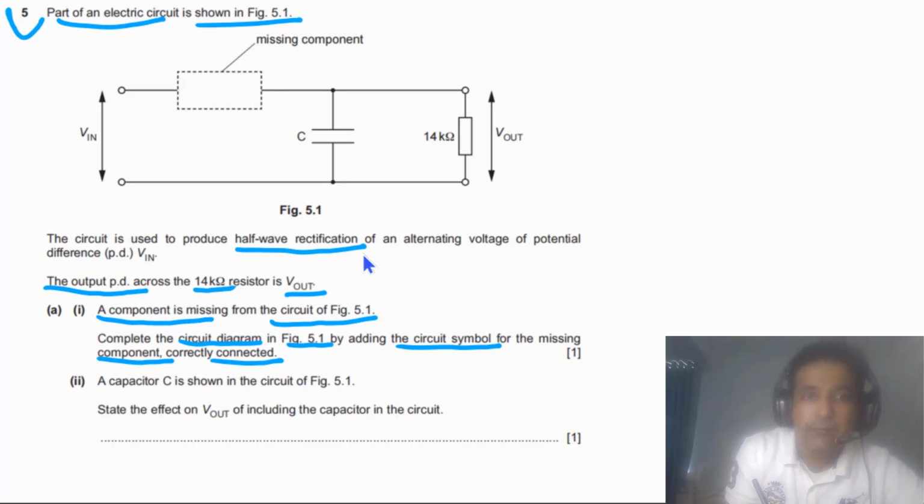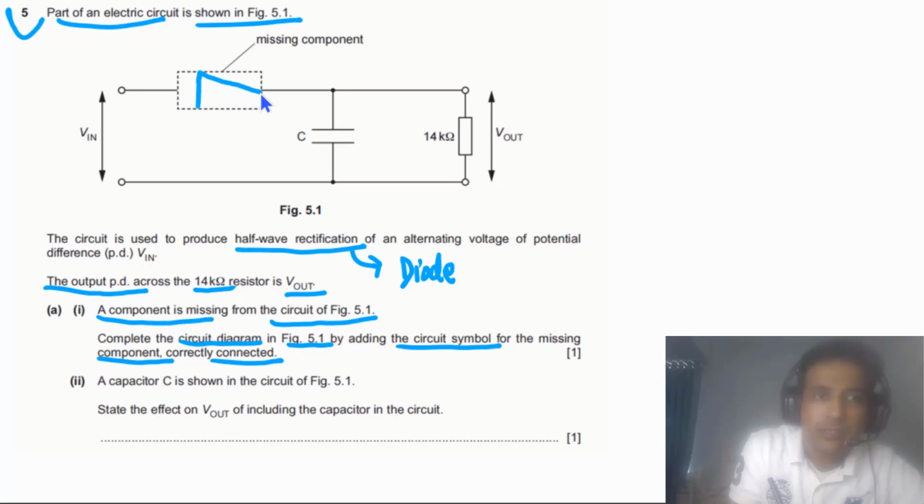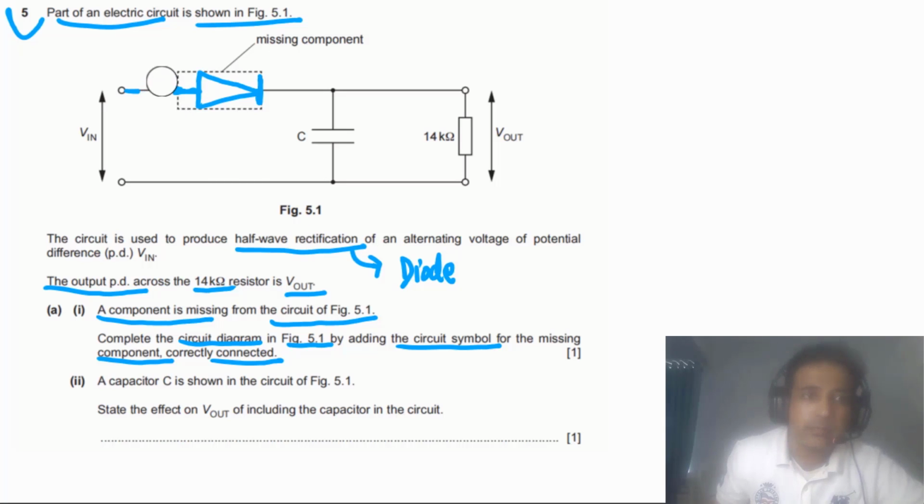So this is half wave rectification, which means we can use a single diode. So we need to draw the symbol for the single diode. This is how we can draw the symbol for a diode. But if you leave it like this, this one is wrong. You have to draw this line, and it has to be a complete line. If you draw it like this, as I explained before, you will lose marks, because they have specified correctly connected.